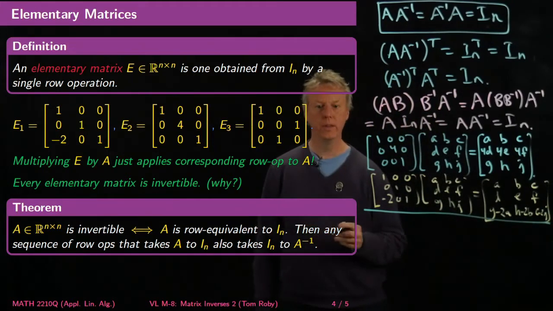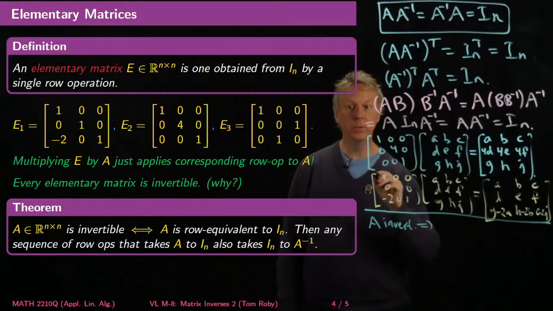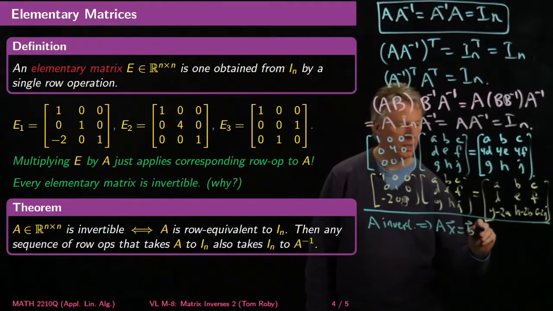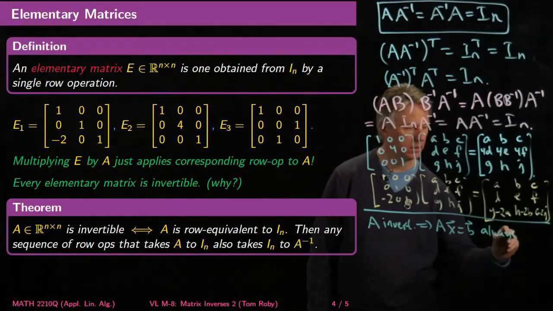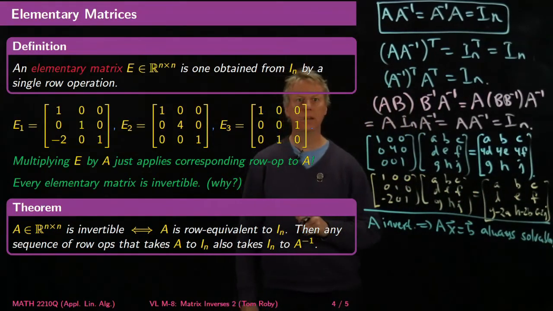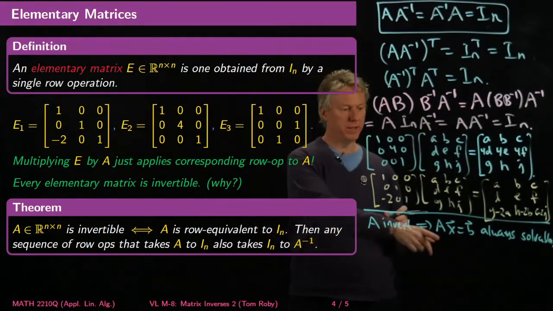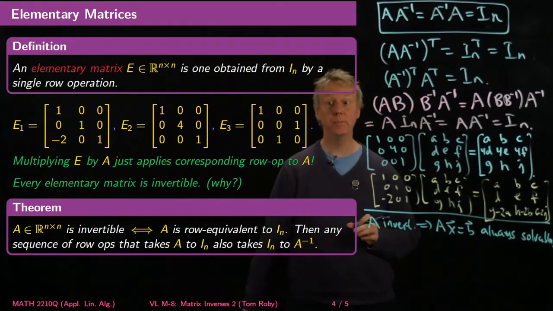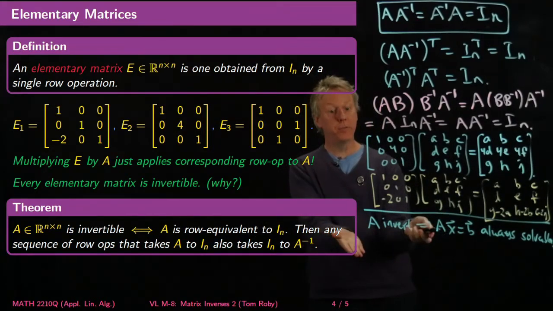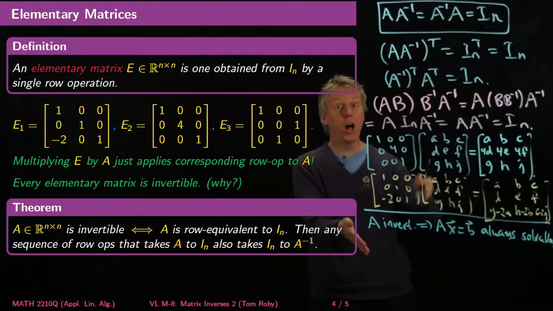Right? So A is invertible implies that AX equals B always has a solution. Right? We have an n by n matrix, and it's always solvable. In fact, the value of x is just A inverse times B. Okay. So that means, by row reduction, that there's a pivot in every row of A. And because it's a square matrix, that means there's a pivot in every column.